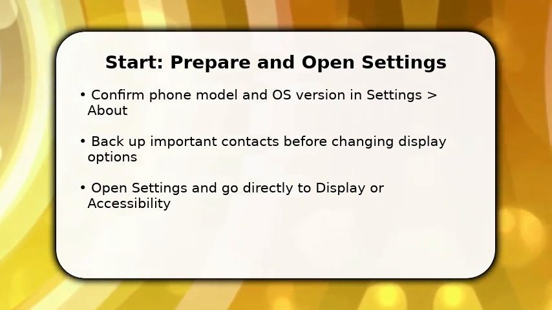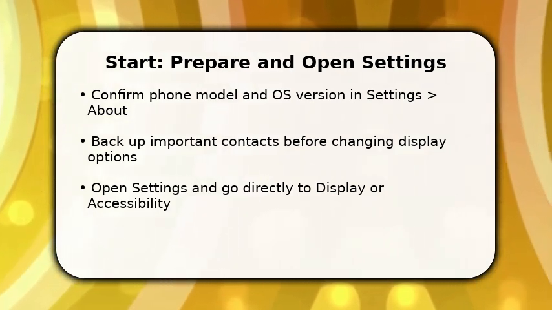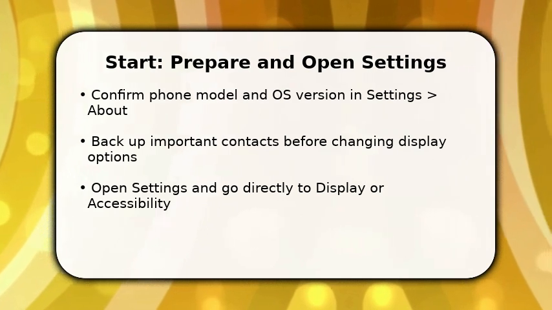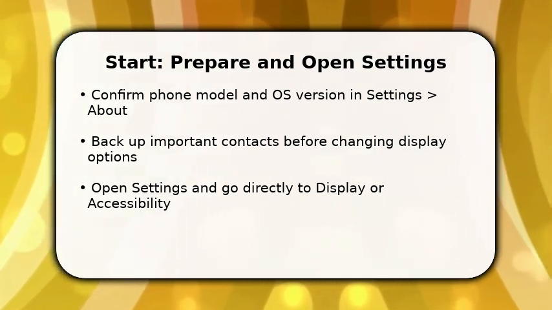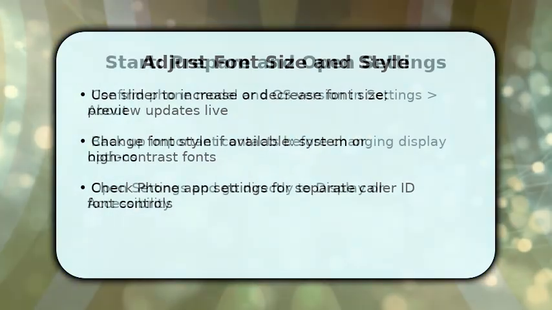On some devices, the calling screen font sits inside Accessibility or Phone App Settings. If you see quick preview controls, use them to test changes before committing so you know how the call screen will look. Now focus on the core adjustments.